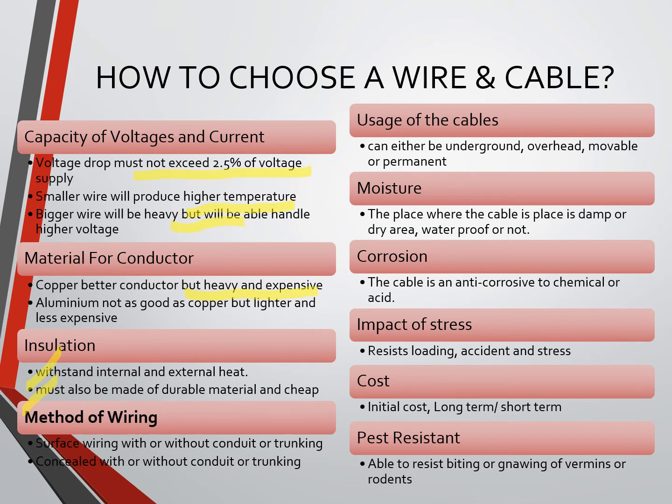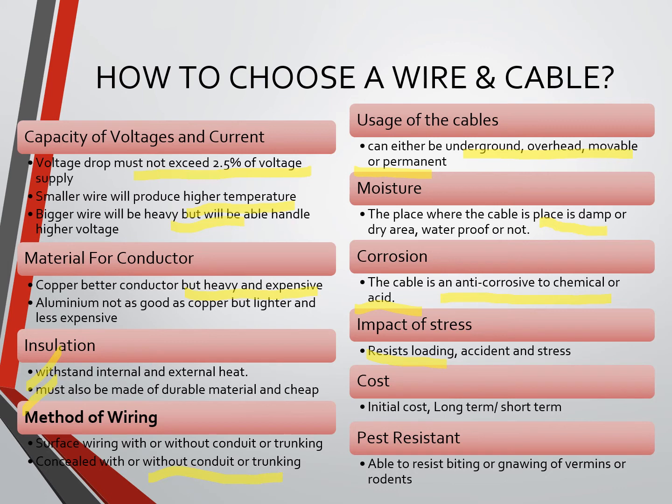Okay, and then method of wiring. So, we have surface wiring with or without conduit or trunking, and concealed with or without conduit and trunking. Okay, and then the usage of the cable can be either underground, overhead, movable or permanent. Okay, and then about the category of moisture. Okay, the place where the cable is located, it is at a damp place or dry area, or it is waterproof or not waterproof, inside the sea or in the ground. Okay, different place, different moisture. And then about corrosion, the cable must be anti-corrosive to chemical and acid. Okay, and then impact of stress, where it is resistant to loading, accidents, or outside stress.